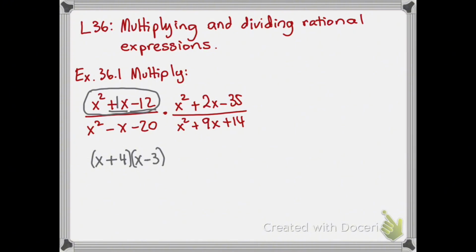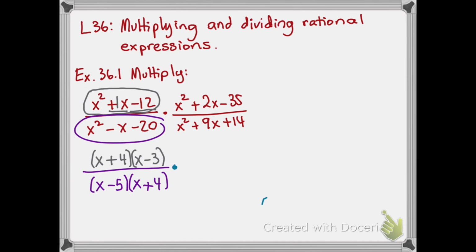And remember, check your answer. 4 times negative 3 is negative 12, so that's correct. And 4 minus 3 is 1, which is this number, so that's correct. So the first factorization is complete. For this one here on the bottom, we have to do the same. Find two numbers that multiply to give me negative 20 and add to negative 1. In this case, the answer is negative 5 plus 4, because negative 5 times 4 is negative 20 and negative 5 plus 4 is negative 1.